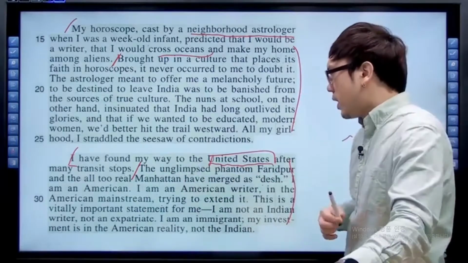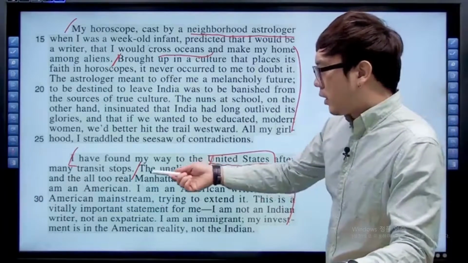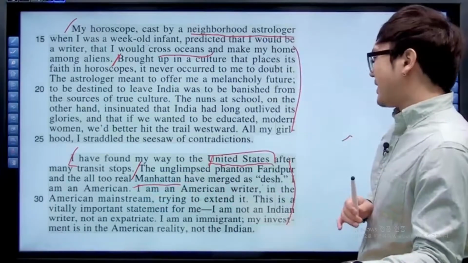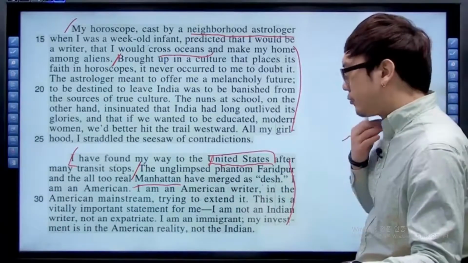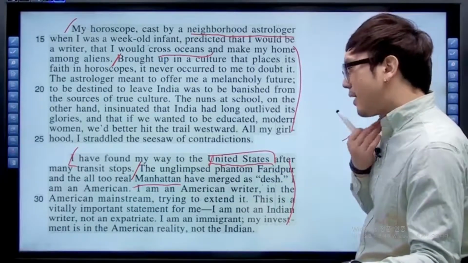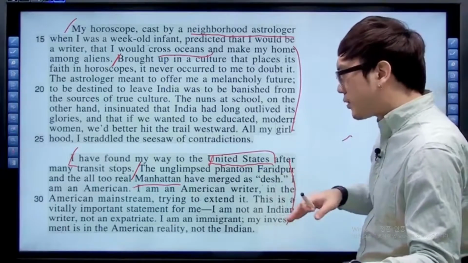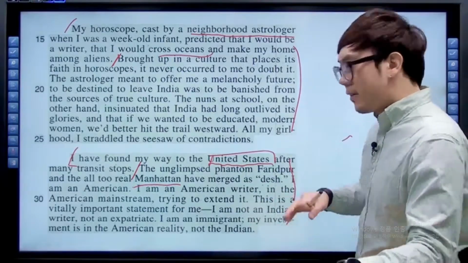But it says the unglimpsed phantom Faridpur and the all too real Manhattan have merged. I am an American writer in the American mainstream, trying to extend it. This is a vitally important statement for me. I'm not an Indian writer, not an expatriate. I am an immigrant. My investment is in the American reality, not the Indian, right?